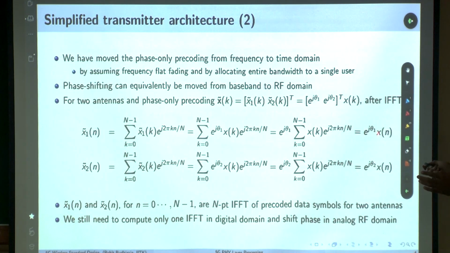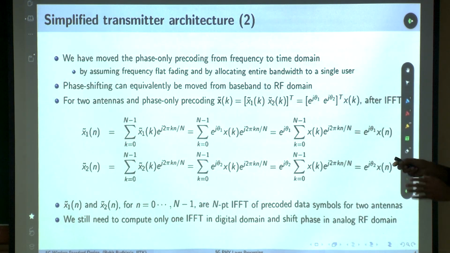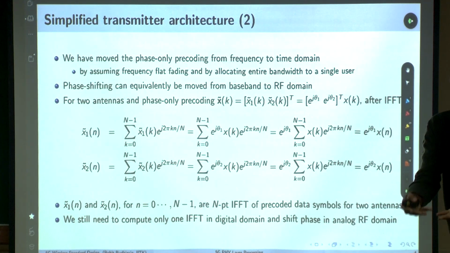What are you doing here? You are creating only one resource grid, right? Okay, and digital to analog conversion, up conversion, and then do this phase shifting in the RF domain. Okay. So what is happening? You have only one RF chain. And how many antennas? As many antennas as you want to have.